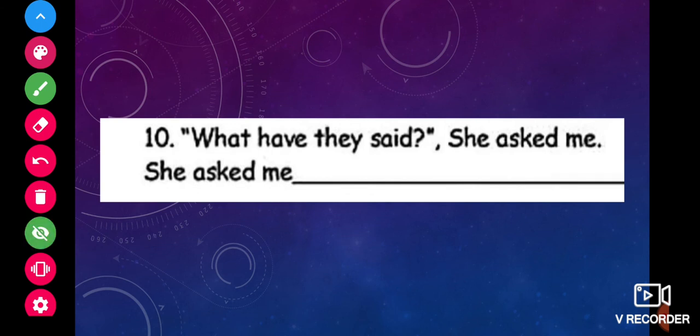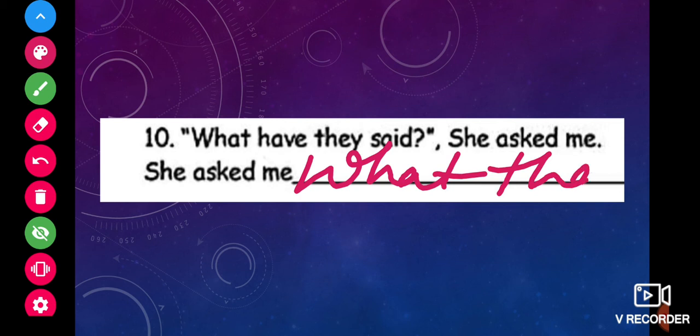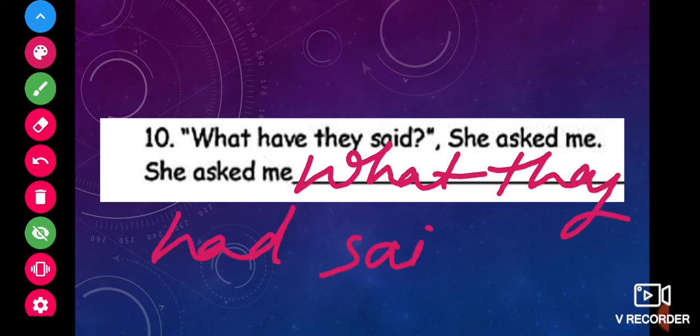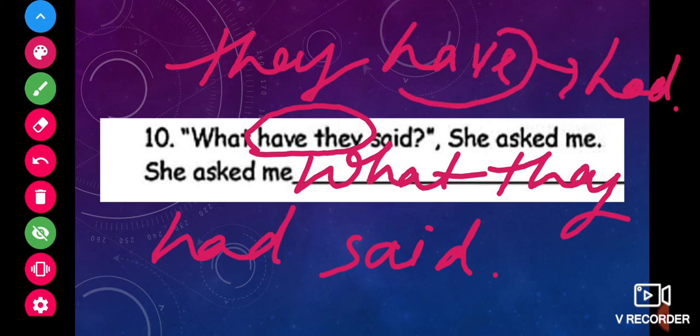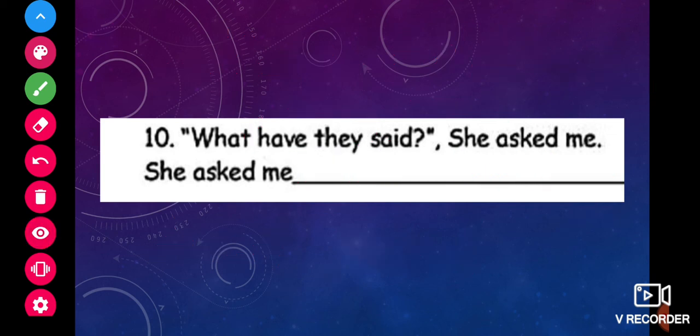Last question, question number 10. What have they said? She asked me. So she asked me what they had said. Full stop. So here we have changed have they into they have, and we have converted have into had because we had to change the tense. So that's all.